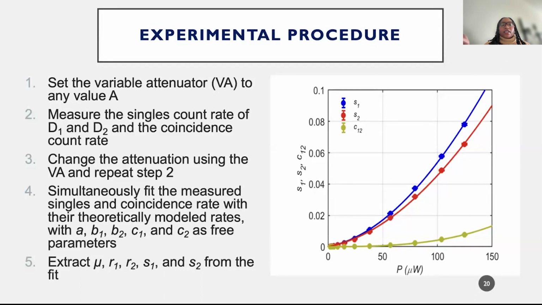So the four-wave mixing pair is characterized by measuring the singles and coincidences, which I mentioned before, at varying pump power. And so we set the variable attenuator, then we measure the counts, change the attenuation, repeat, and simultaneously fit the measurements and then extract the data.